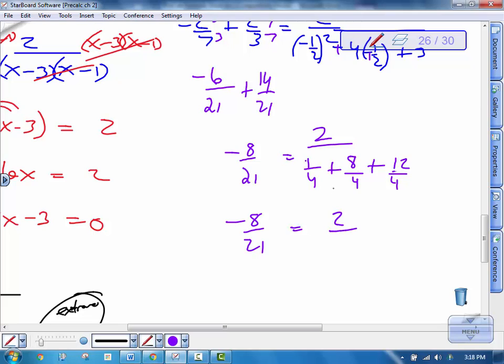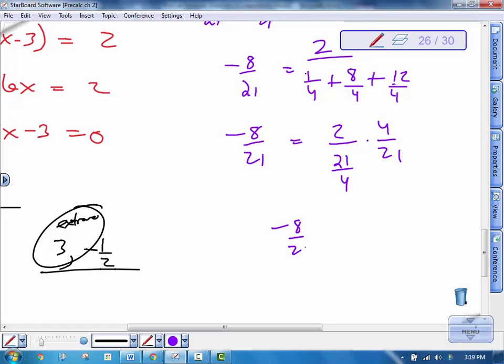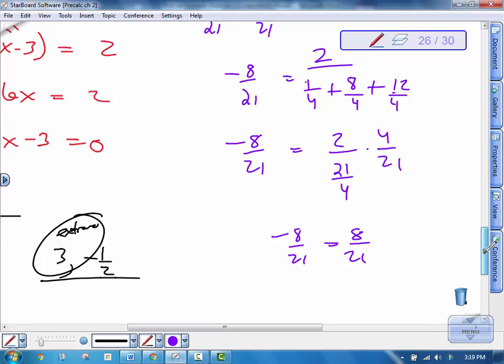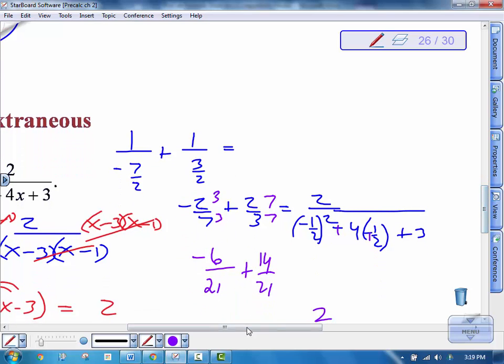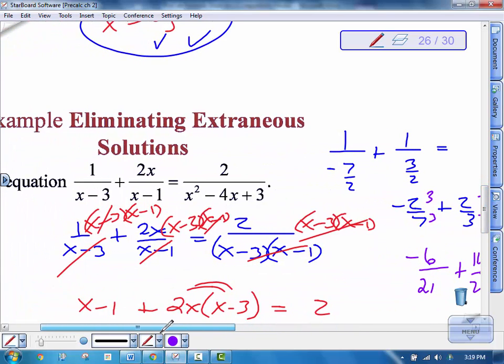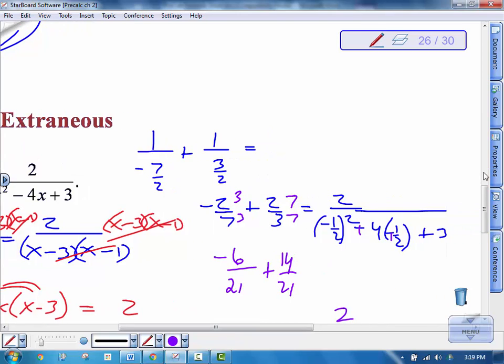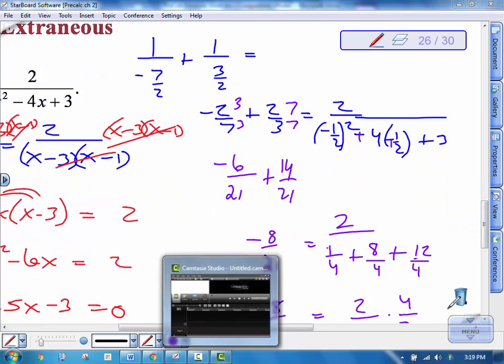And that gives us 2 over 9 plus, so there's 21 over 4. Instead of dividing by a fraction, we'll multiply by 4 over 21. And that gives us the 8 over 21, but it seems to be positive. I don't know if I made a mistake with the negative sign somewhere. Probably did. I'm not sure. Let me double check that.